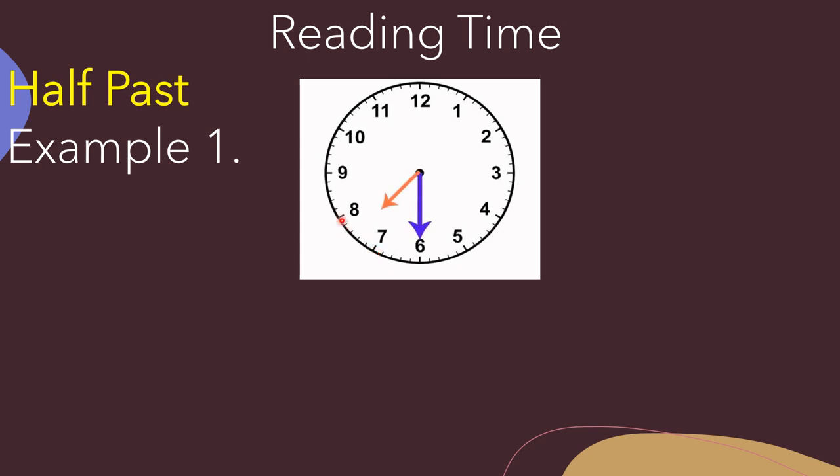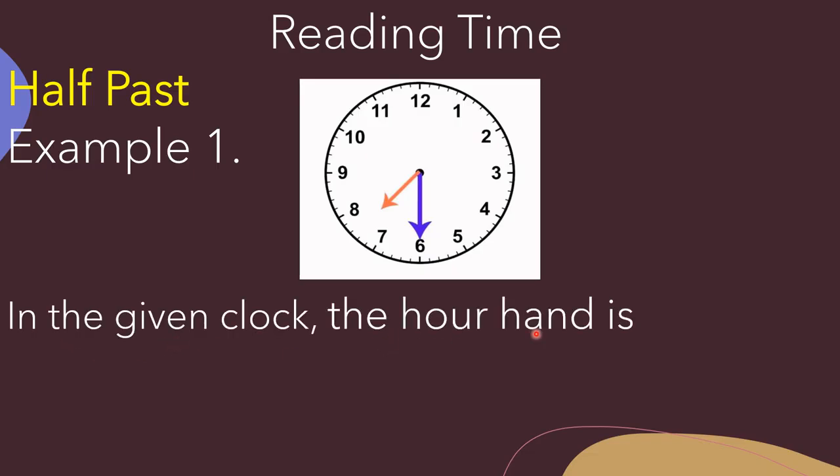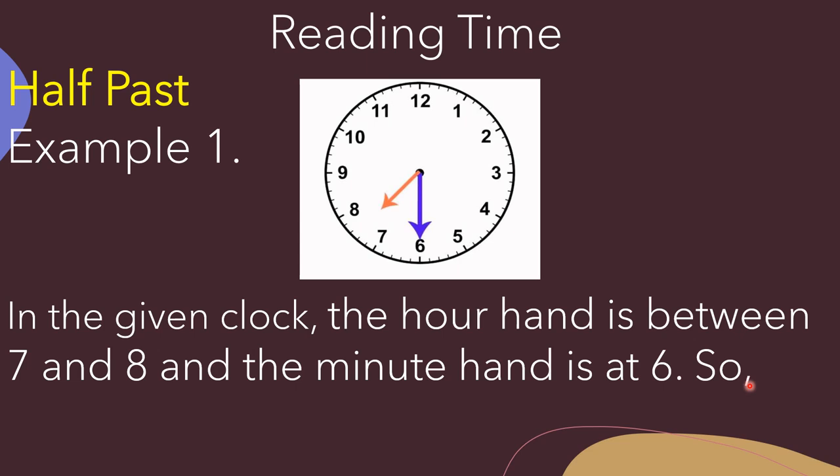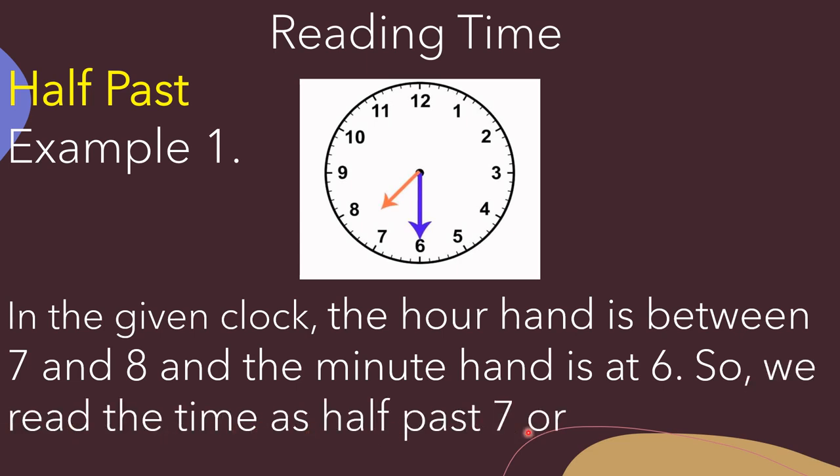7 and 8. So how we can write it like this: in the given clock, the hour hand is between 7 and 8 and the minute hand is at 6. So we read the time as half past 7 or 7:30. Why do we call it half past 7? Because it has crossed 7. इसने 7 को क्रॉस किया है बेटा. That's why we call it half past 7.